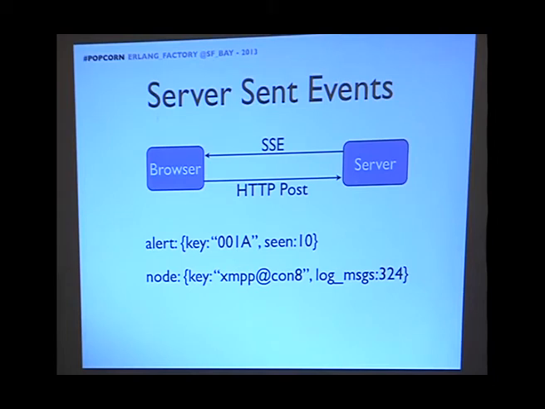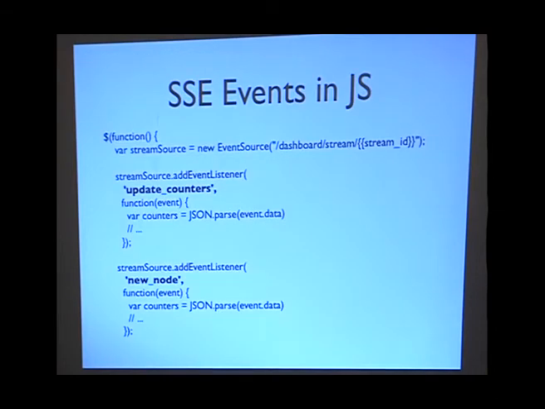Once the server sends messages down to the client over SSE, it can send it in any channel that you want, in any data payload that you want. The examples on the bottom, there's a channel for alert and a channel for a node, and we're choosing to JSON encode the data payload that we're sending down, but you can really do anything there. This is an example of the JavaScript client-side code to handle the server-sent events in the browser. This just responds to 2 different channels, update counters and new node, parses the data, and then we'll pass it off to whatever it needs to do.